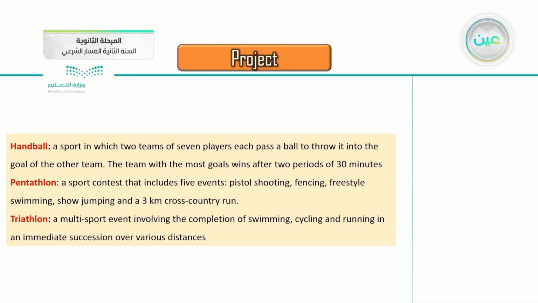Pentathlon, a sport contest which includes 5 events: pistol shooting, fencing, freestyle swimming, show jumping, and a 3-kilometer cross-country run. Triathlon, from the name itself, it's 3. A multi-sport event involving the completion of swimming, cycling, and running in immediate succession over various distances.